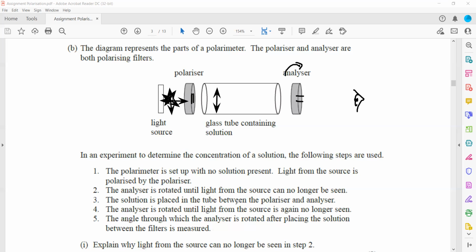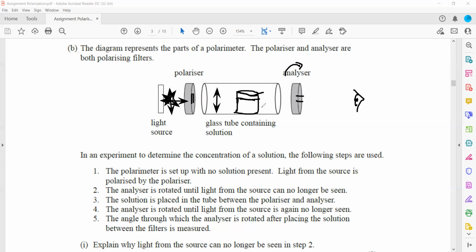Now the solution is placed in the tube between the polarizer and analyzer. So then what do we do? We place a solution here, a sugar solution or any solution whose concentration we are finding. The whole glass tube contains the solution, but I just drew a beaker so that you understand the fact. The analyzer rotates until the light from the source is seen again, and then no longer seen.